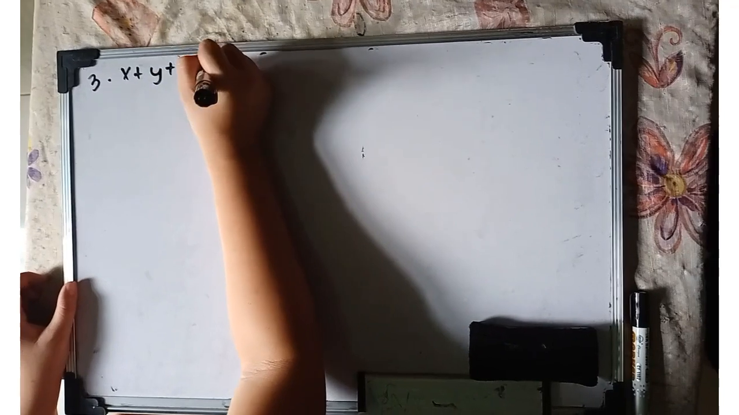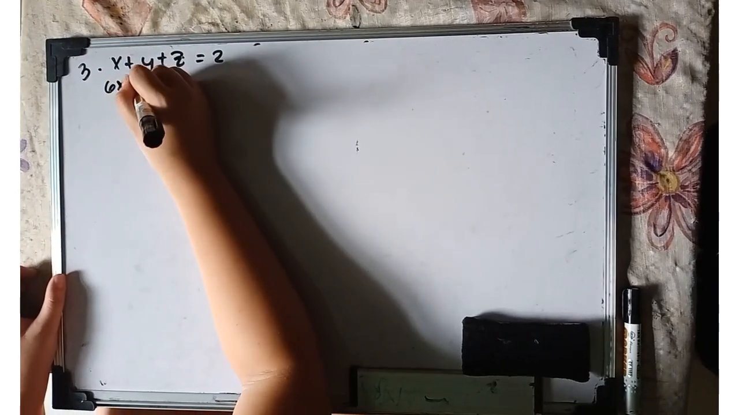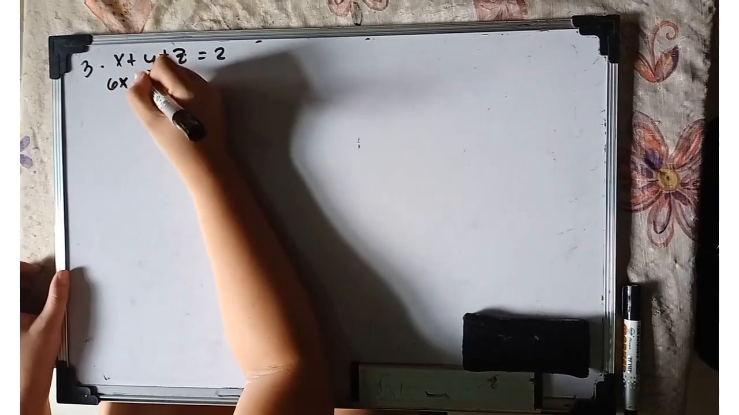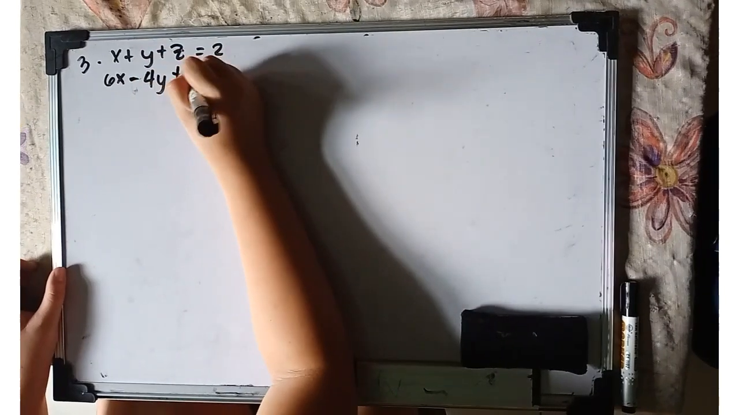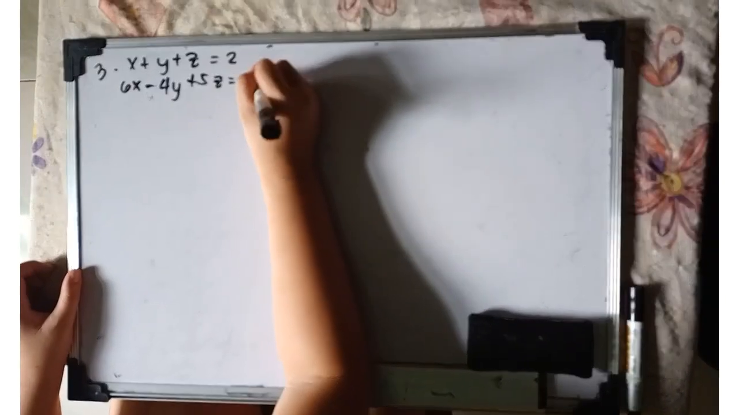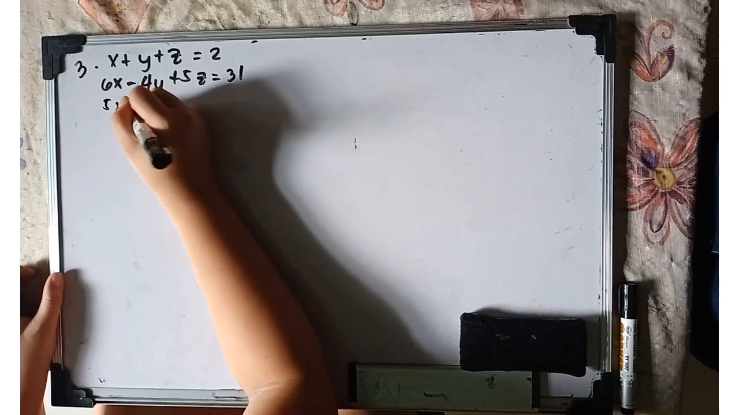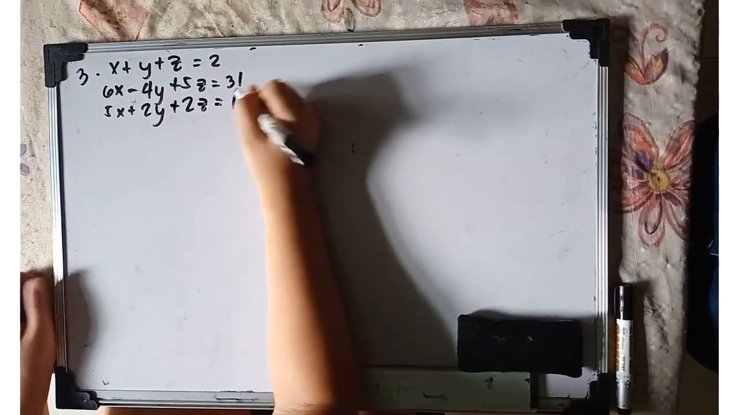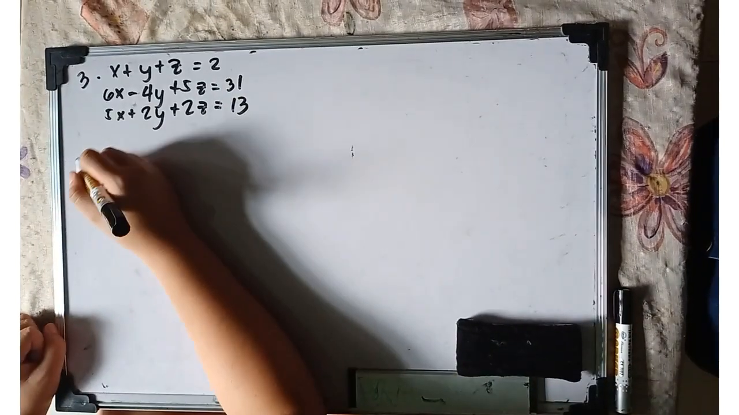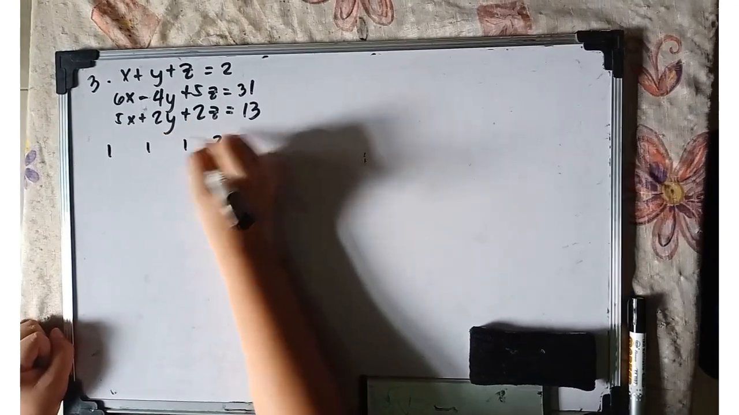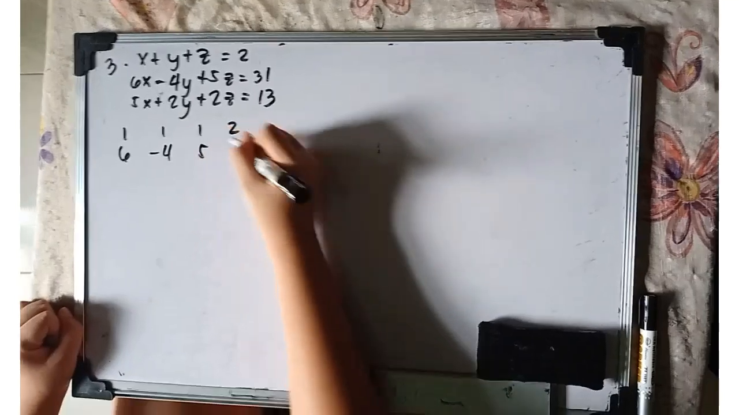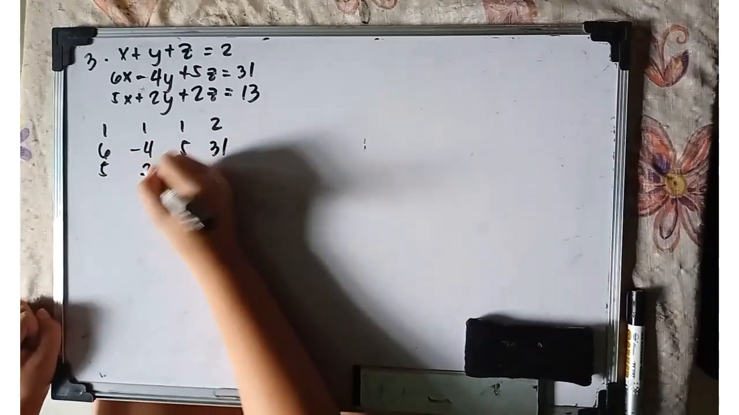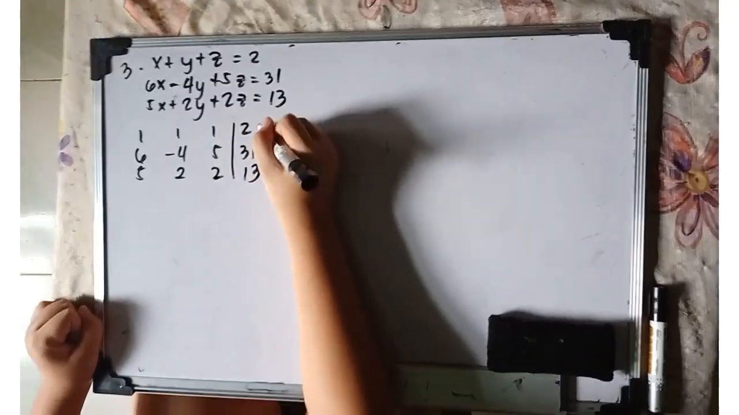Number 3 is x + y + z = 2. The second equation is 6x - 4y + 5z = 31. The third equation is 5x + 2y + 2z = 13. So convert it into an augmented matrix: 1, 1, 1, 2; 6, -4, 5, 31; 5, 2, 2, and 13.